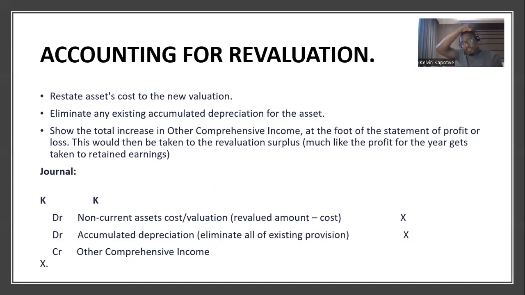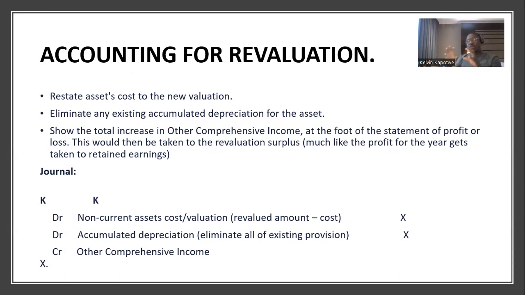All right. So now let's look at accounting for revaluation. So when you've done a revaluation, this is how you're going to account for it. Number one is restate asset cost to the new revaluation. So when an asset has been revalued upwards, you need to go and restate the amount that is in the non-current asset account with the revalued amount. So you replace that amount with the revalued amount, okay?